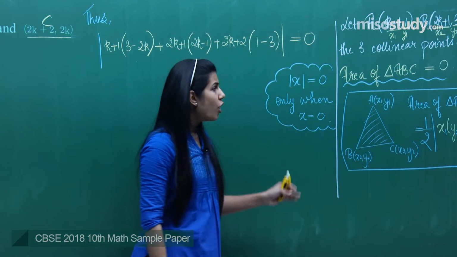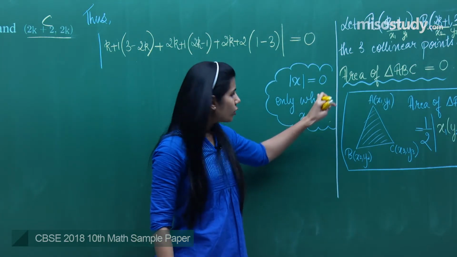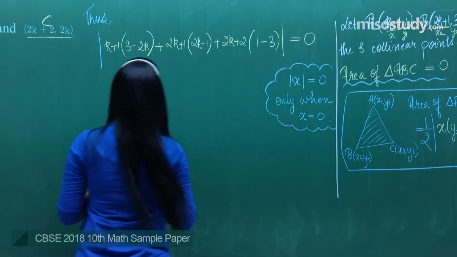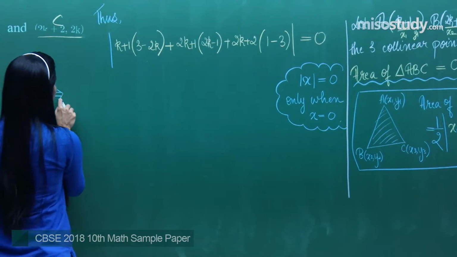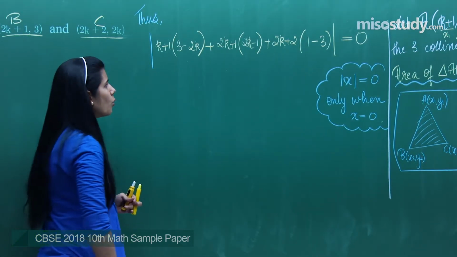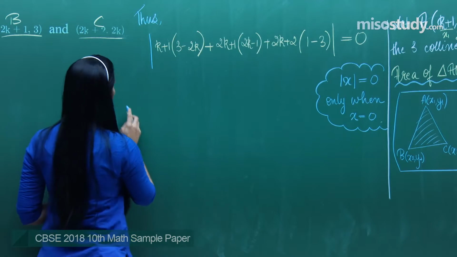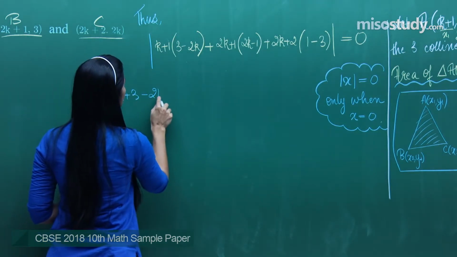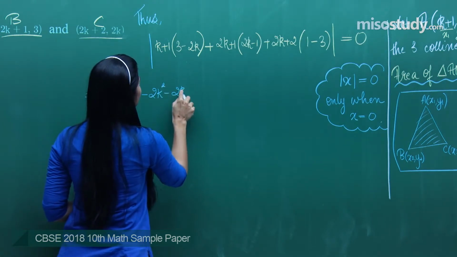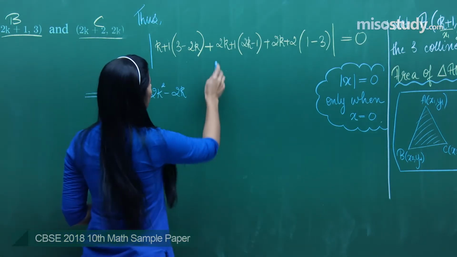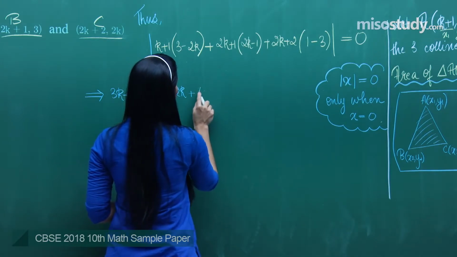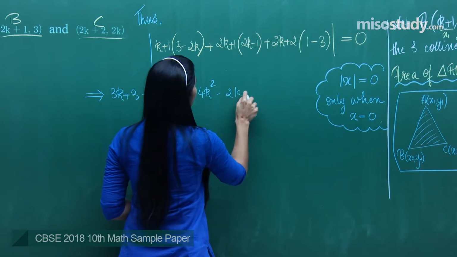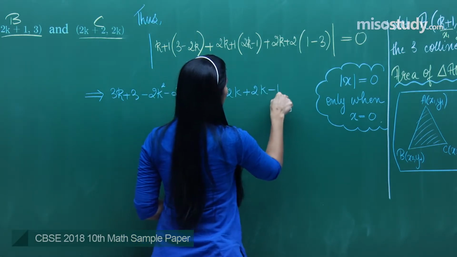Mod of a quantity is 0 only when that quantity is 0. So if mod of this quantity is 0, this means that this quantity is 0. What is this quantity? k plus 1 into 3, which gives you 3k plus 3 minus 2k square minus 2k plus 4k square minus 2k plus 2k minus 1.